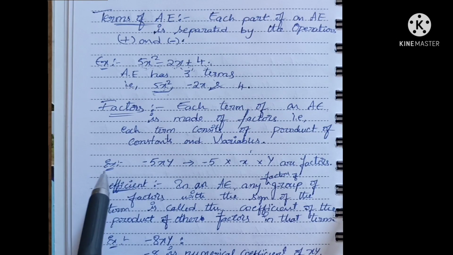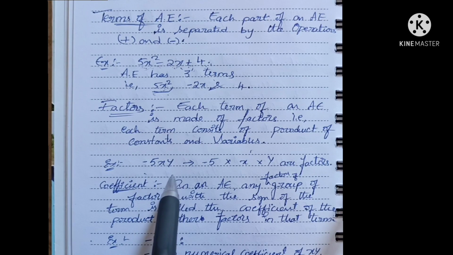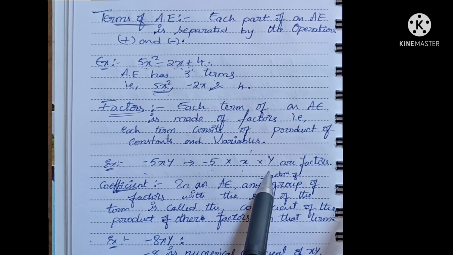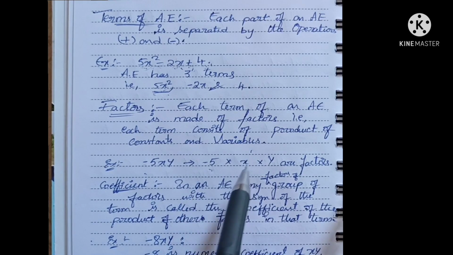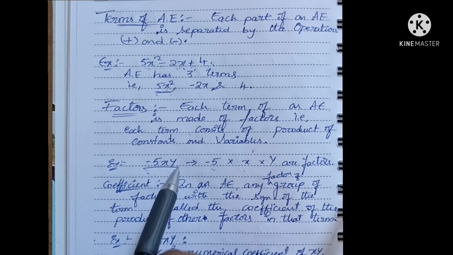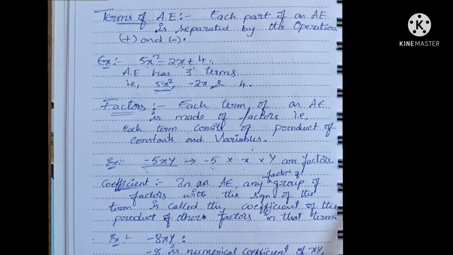Let us discuss another example, minus 5xy. How can we write the factors of this term? Minus 5 into x into y. So what are the factors? Minus 5, x and y are the factors of this term. Okay, got it now? Now let us see what a coefficient is.